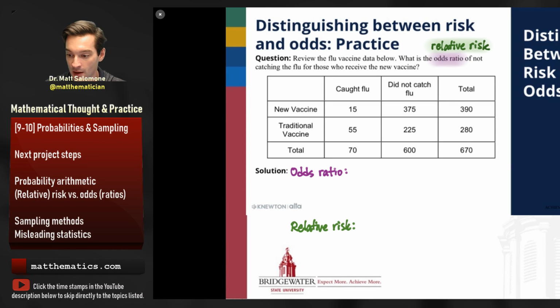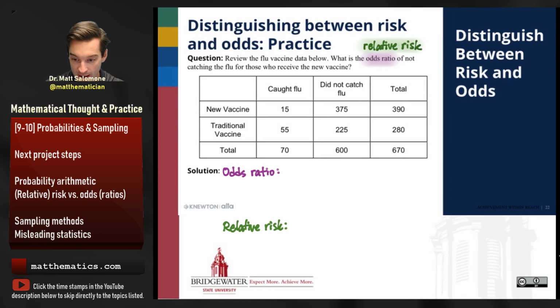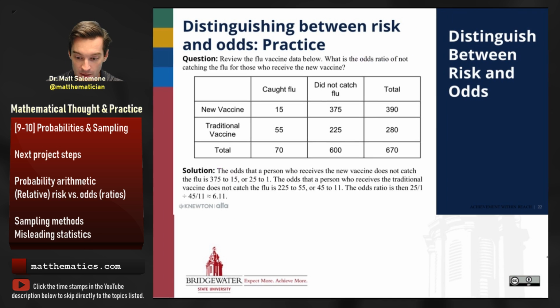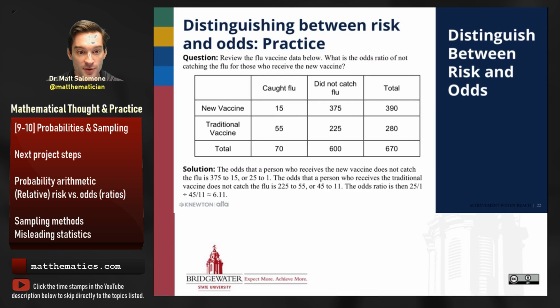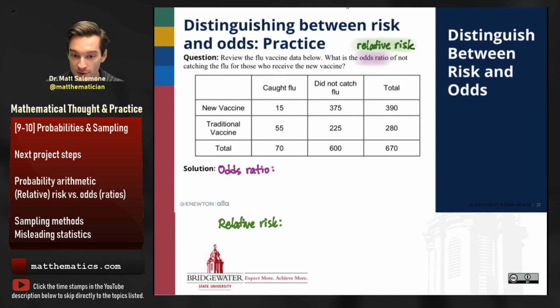Here we go. All right, so this is the example I want us to look at. This is very much like the kind of statistical reporting that would happen in a medical research study. So this is sort of concocted data from a medical research study. And evidently, the goal of this study was to determine whether or not a new flu vaccine was actually effective in helping people not to catch the flu compared to the traditional flu vaccine.